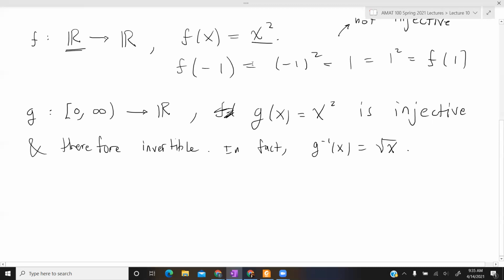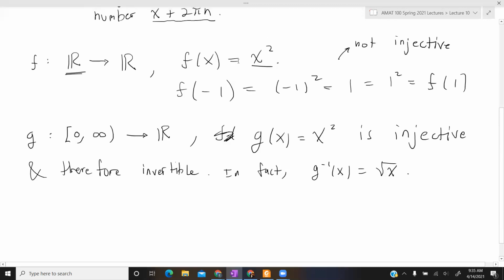The rough idea is the reason why x squared fails to be invertible, injective, or one-to-one on R, the whole real line, is because when you take the square root, you have to worry about positive and negative roots. But when you redefine it on this domain, you don't have to worry about that. You always have to take the positive root, so it's unique. You don't have to worry about whether to take the positive or negative root.